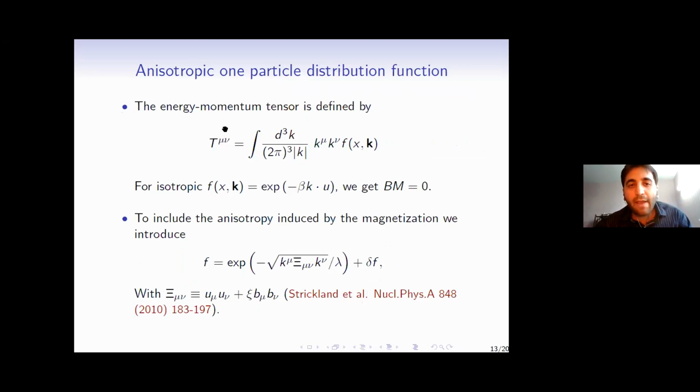And if we have some sort of anisotropy on the left-hand side, we should have the corresponding anisotropy on the right-hand side. This is where we use the idea of anisotropic hydrodynamics to introduce an anisotropic distribution function with the help of this second-rank tensor. This parameter is called the anisotropy parameter, and this four-vector determines the direction of the anisotropy. In our case, this corresponds to the direction of the magnetic field. And there is also some correction to this form of the distribution function.